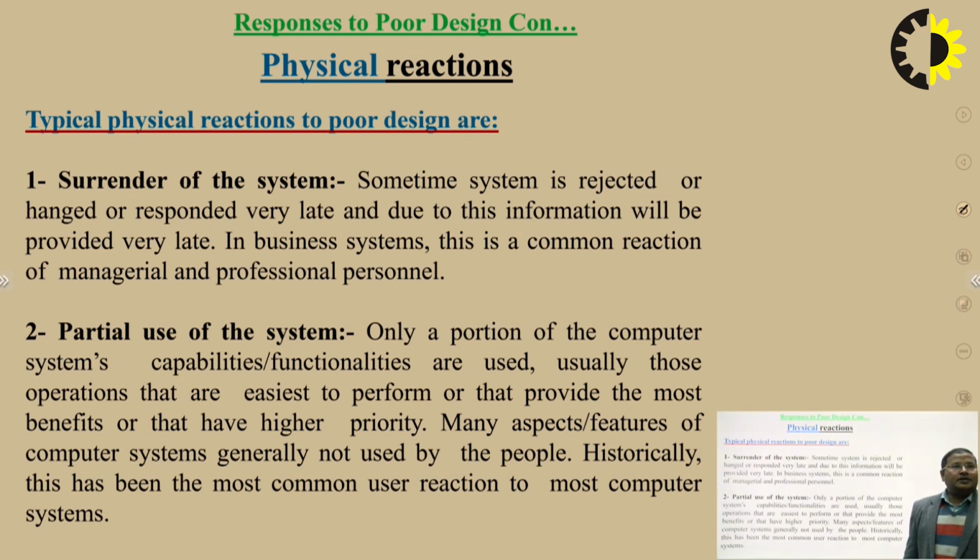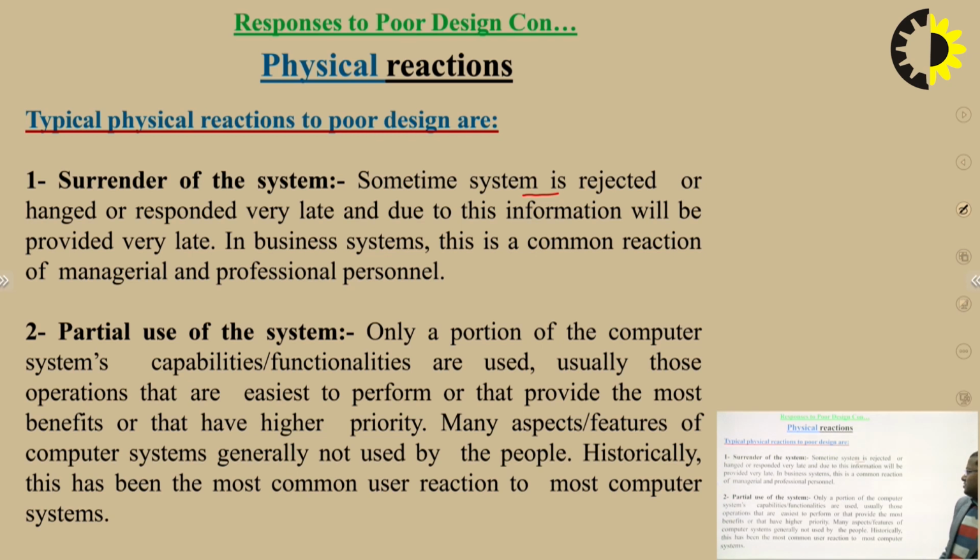Now, the next category of responses: due to poor design, there are different physical reactions given by the customer. The first is surrender of the system. Sometimes the system is rejected, or hangs, or responds very late, and due to this information is provided very late. So the higher level managers will not correct the system, they surrender the system, they feel uncomfortable while using the system, and they will disagree to use the system.